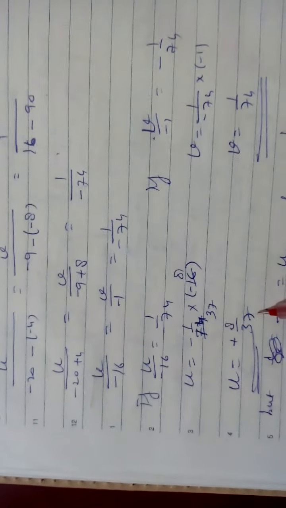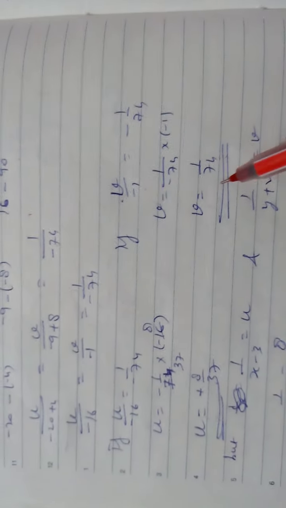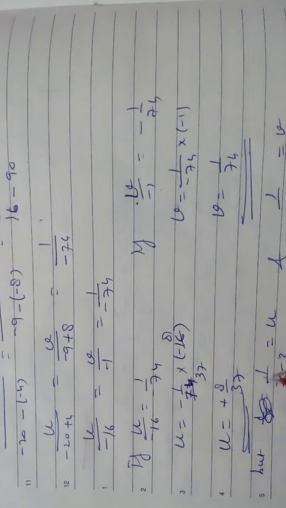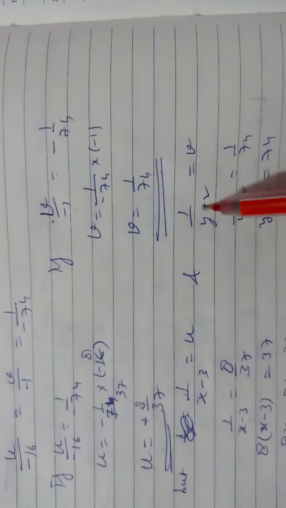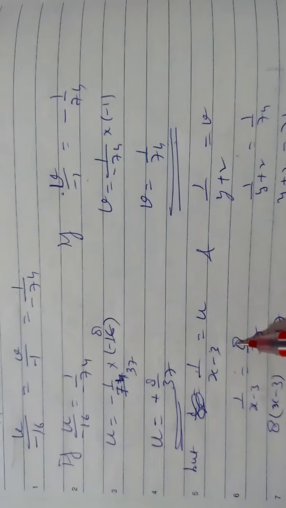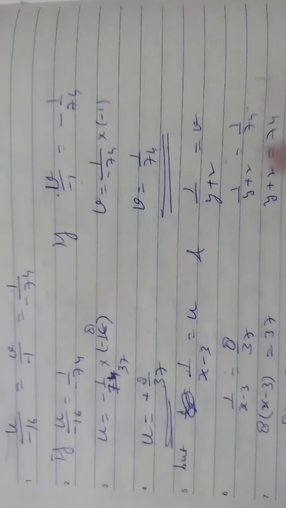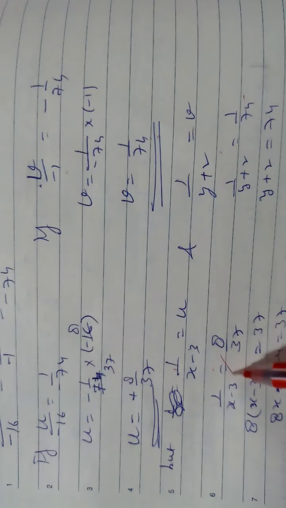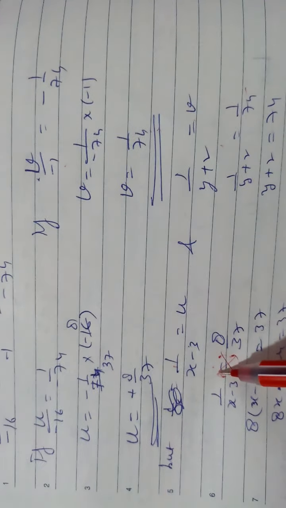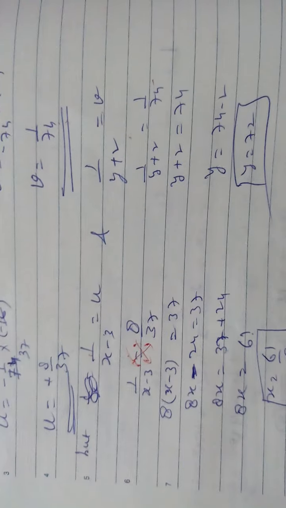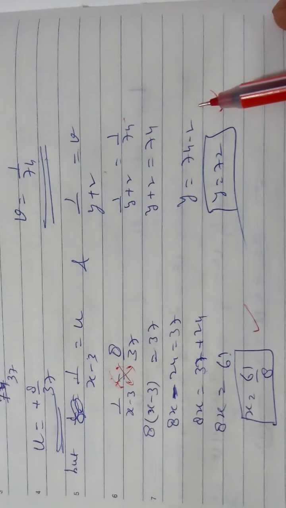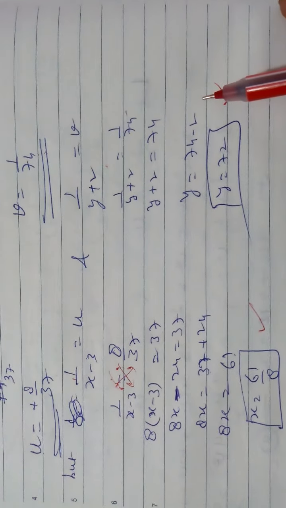Transposing, multiplying. But it is not your answer. Why? Because you have assumed already u is 1/(x−3), v is 1/(y+2). Put the value at the place of u and v. You are getting 8/(x−3) is equal to 37 by cross multiplication method. So you are getting x = 61/8 and here y = 72. It is the answer you get by this formula.